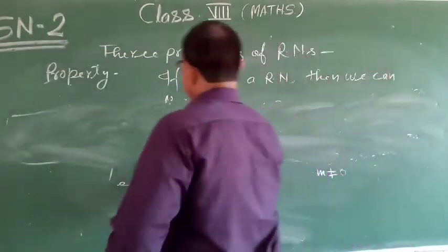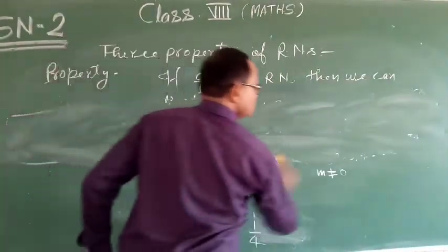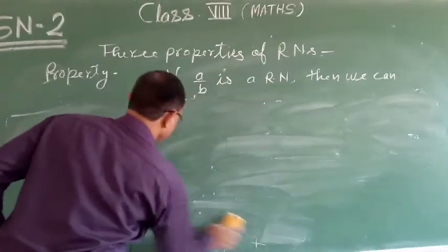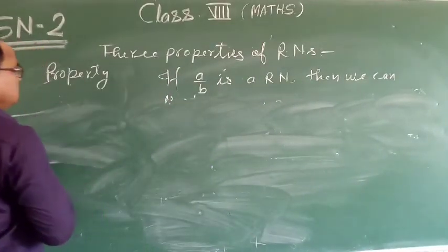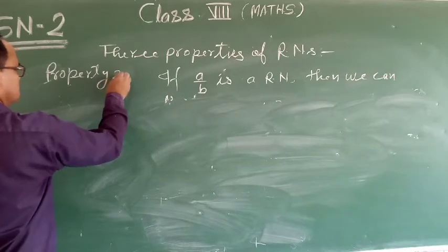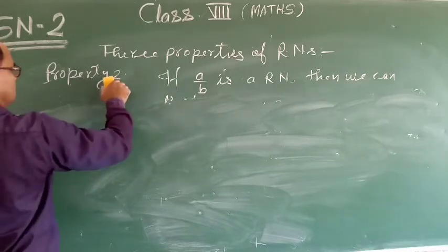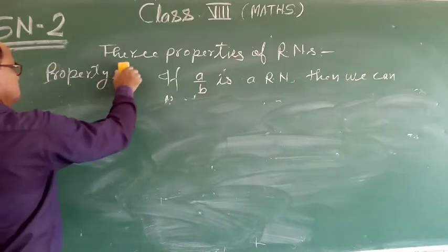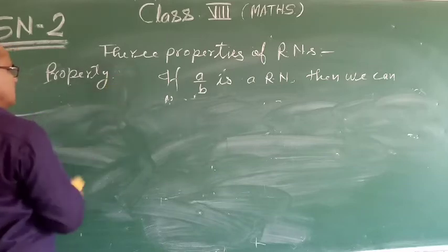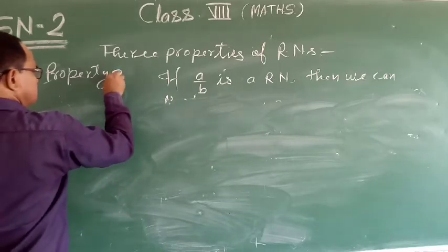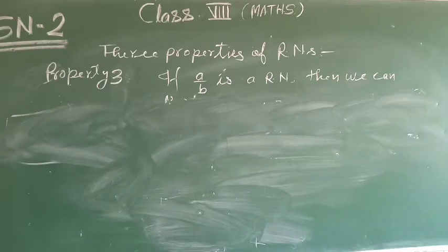After this, property third. Before it was property second, after this property 3. Okay, students?